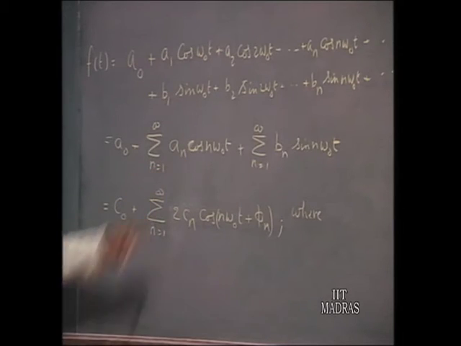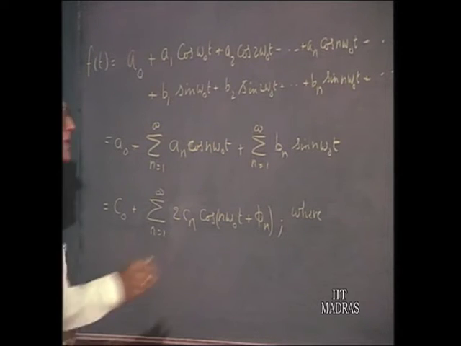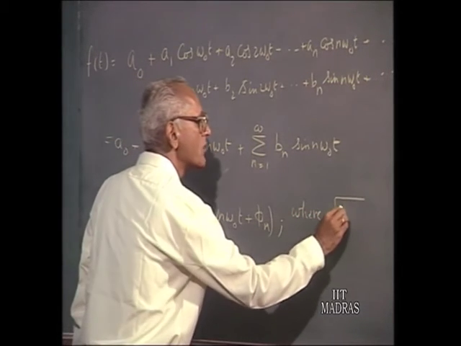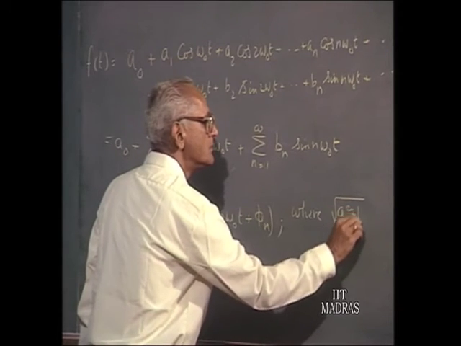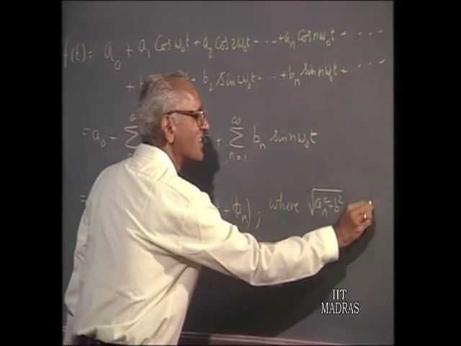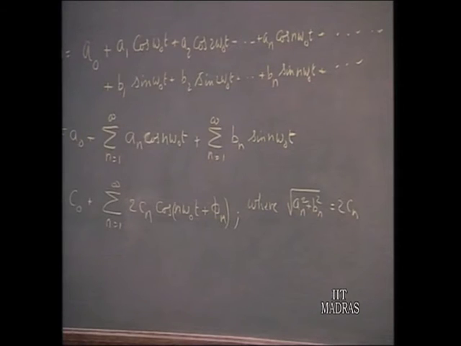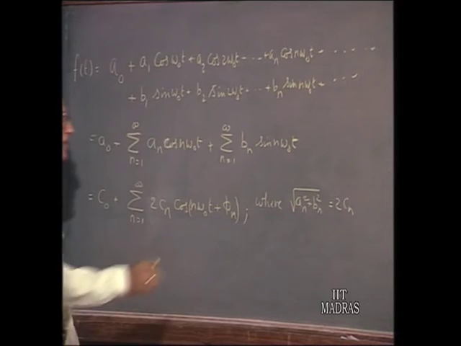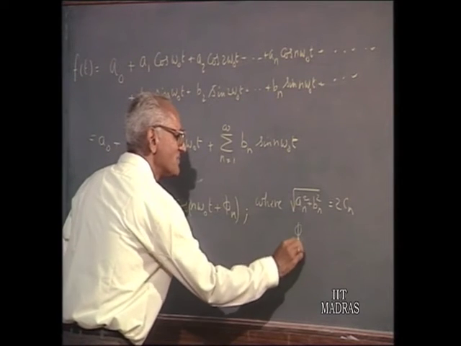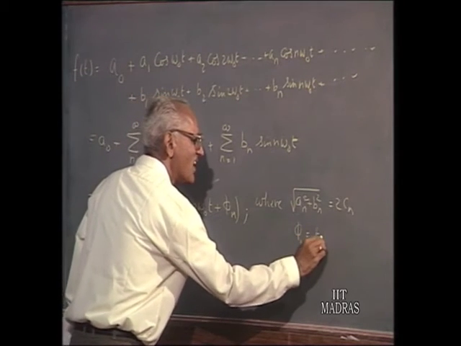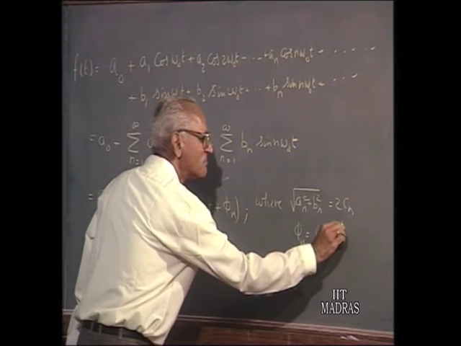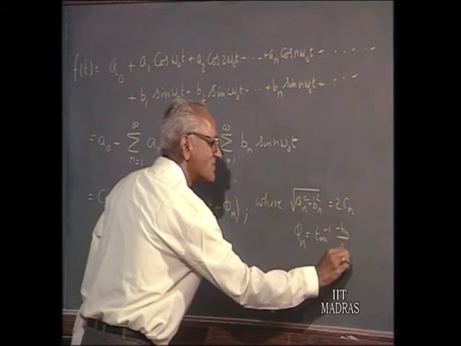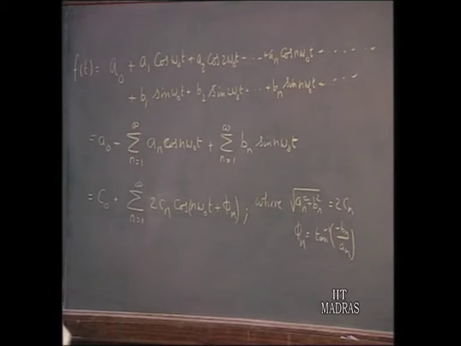When you combine an cos n omega naught t and bn sin n omega naught t together, the amplitude of the resultant will of course be the square root of an squared plus bn squared, and that we call 2Cn. Why this 2 comes, I'll explain in a moment. The angle phi n is the arc tangent of minus bn over an.